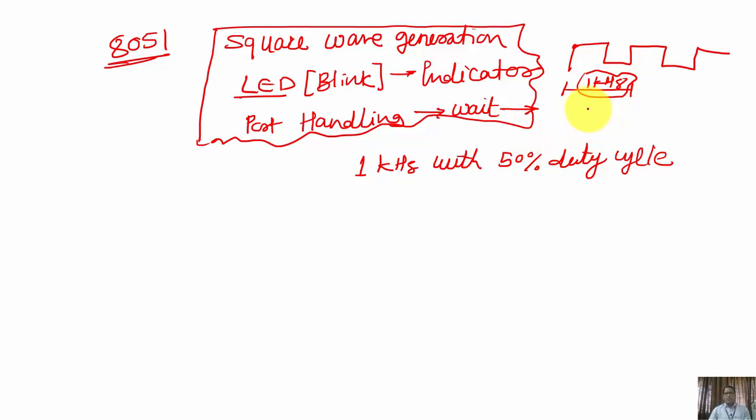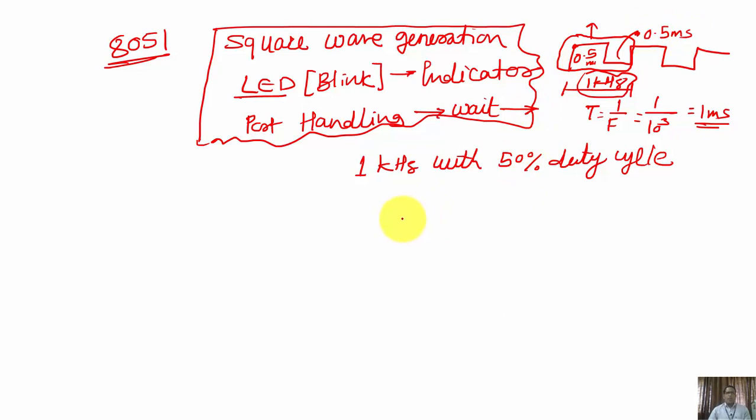So this frequency, 1 kilohertz, means T is equal to 1 upon F, that is 1 millisecond. So the entire time period for one cycle is 1 millisecond. In short, the on time is 0.5 millisecond and the off time is 0.5 millisecond. So how are we going to proceed?